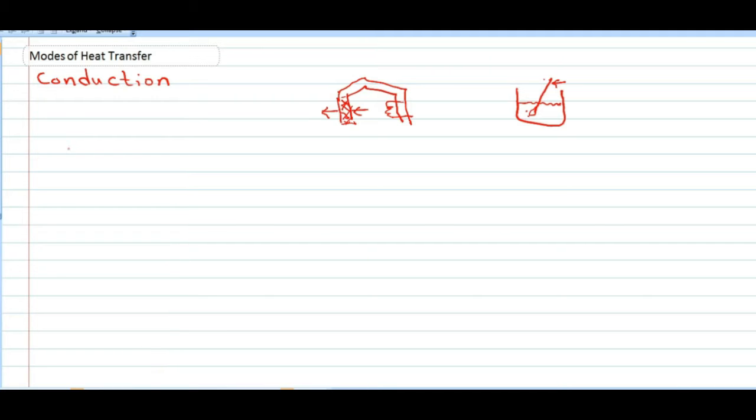Conduction can occur in solids, liquids as well as in gases. In solids, conduction can occur by two mechanisms. One is due to lattice vibration.